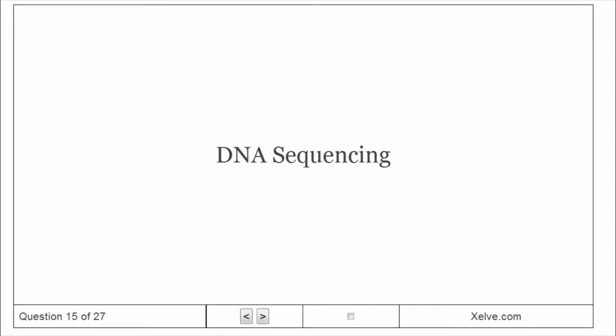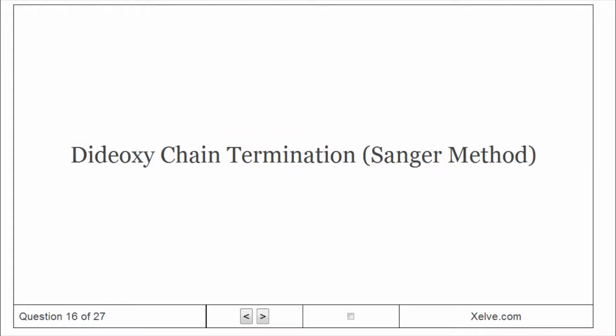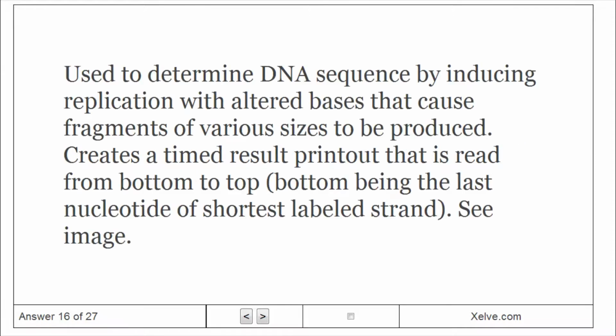DNA sequencing is a technique for determining the precise order of the nucleotides in a DNA fragment. Dideoxy chain termination, Sanger method. Used to determine DNA sequence by inducing replication with altered bases that cause fragments of various sizes to be produced. It creates a printout that is read from bottom to top, the bottom being the last nucleotide of the shortest labeled strand. See image.